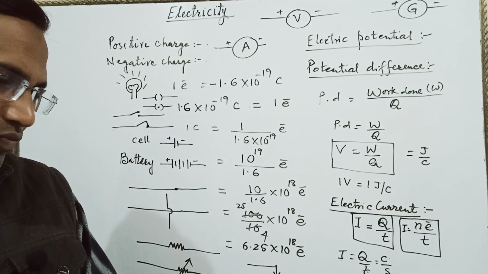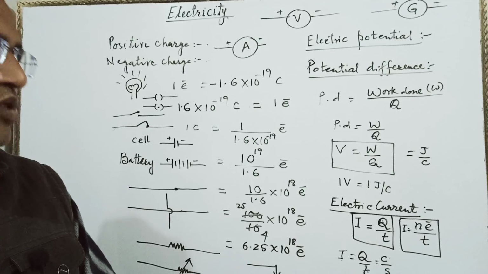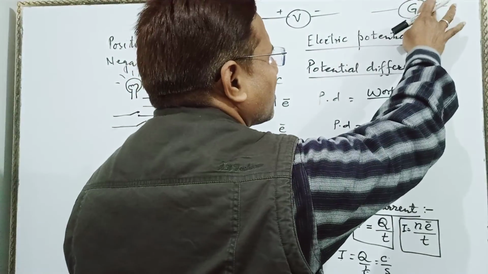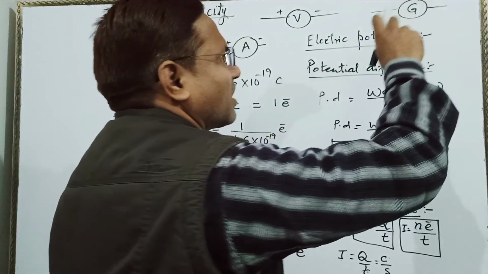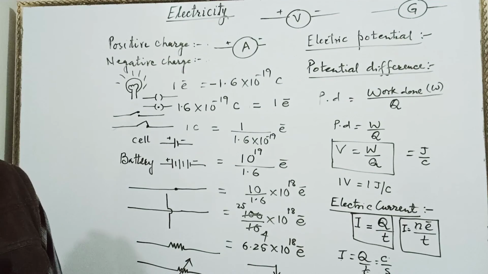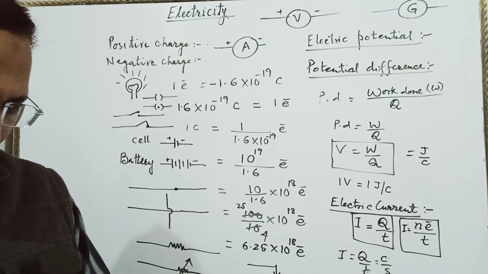Okay. So what will happen in the galvanometer? Because it is just detecting the presence of the electric current, if we don't write the plus and minus sign, then also it will be correct.